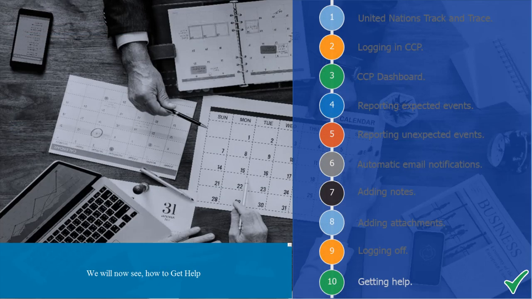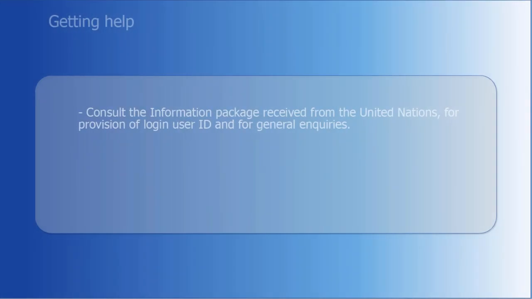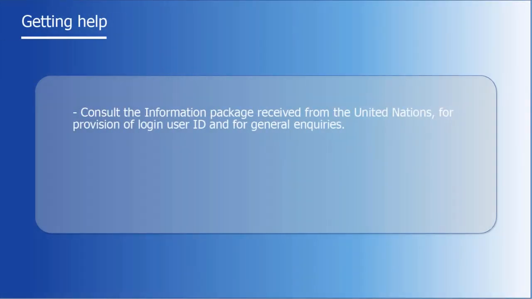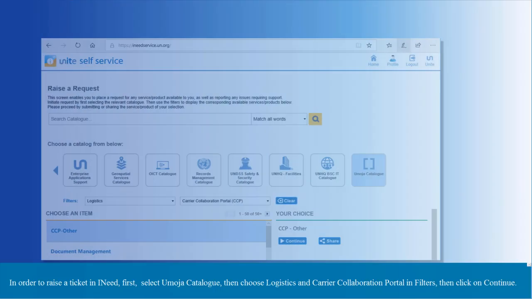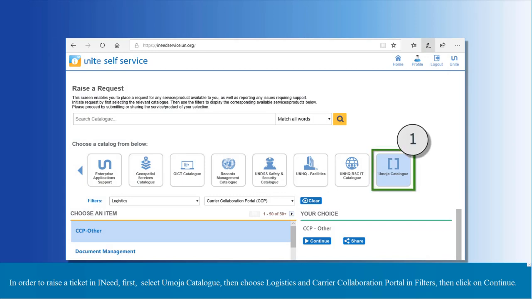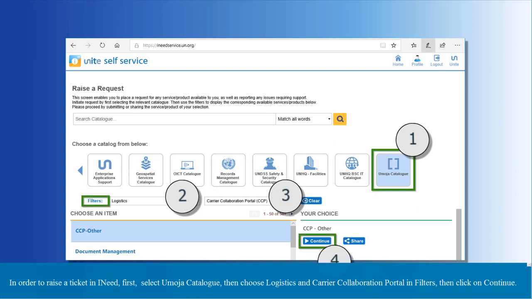We will now see how to get help. Consult the information package received from the United Nations for provision of login user ID and for general inquiries. You can also visit the link now displayed on the screen for trainings, FAQ, and more. In case of technical problem, raise a ticket at ineed.service.un.org. In order to raise a ticket in iNeed, first, select UMAJAR Catalog, then choose Logistics and Carrier Collaboration Portal in Filters, then click on Continue.